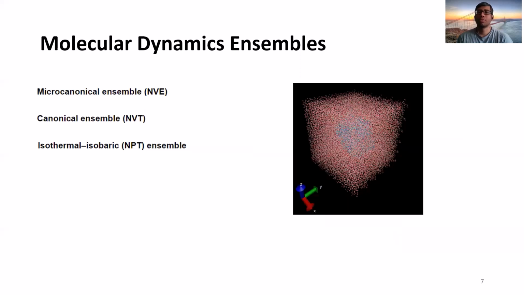So what kind of ensembles can we actually apply on a system? There are generally 3 types. One is called the microcanonical ensemble, or NVE, in which N, V, and E of the system, that is the number of atoms, the volume of the system, and the total energy of the system, are kept constant. Another one is the canonical ensemble, where the N, V, and the temperature of the system are kept constant. And the third one is the isothermal isobaric ensemble, where the number of atoms, pressure, and temperature are kept constant.